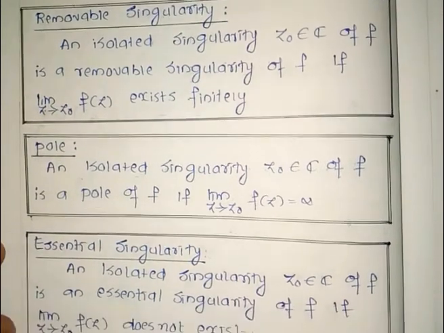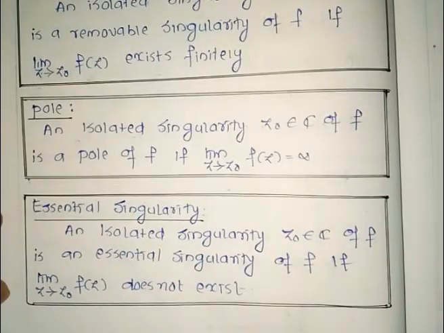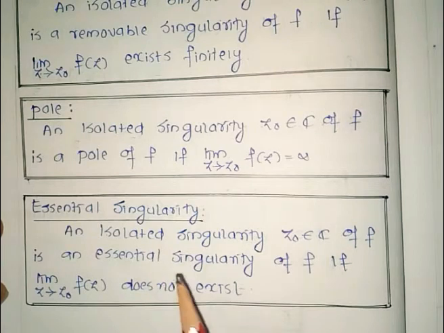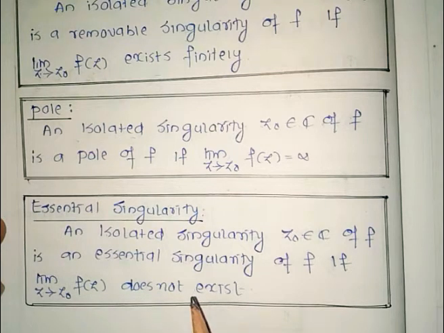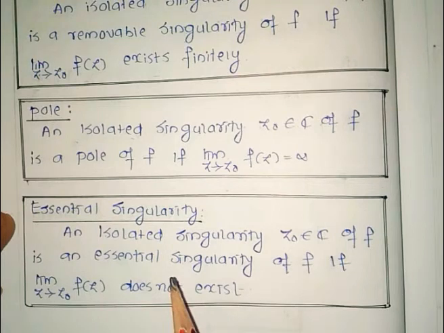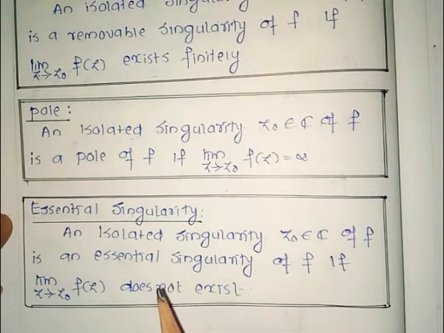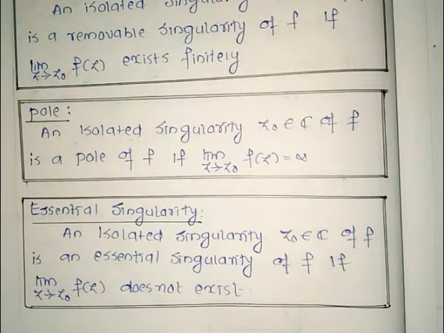Now we want to know the essential singularity definition. An isolated singularity z not belonging to C of f is an essential singularity of f if the limit as z tends to z not of f of z does not exist. That is, the limit does not exist finitely and it cannot be infinite. Okay.